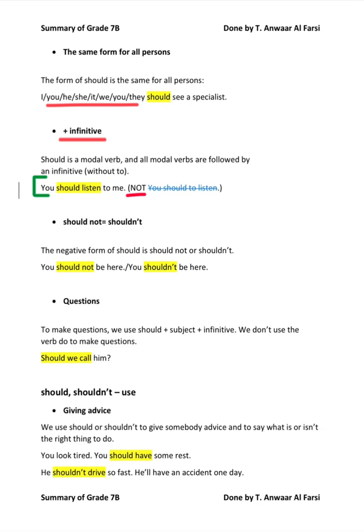Should not, shouldn't. The negative form of should is should not or shouldn't. For example, you should not be here or you shouldn't be here. And to make questions, we use should plus subject plus infinitive. And remember, we don't use the verb do to make questions. Also, again, I remind you that we use should or shouldn't to give somebody advice and to say what is or isn't the right thing to do. For example, you look tired, you should have some rest.